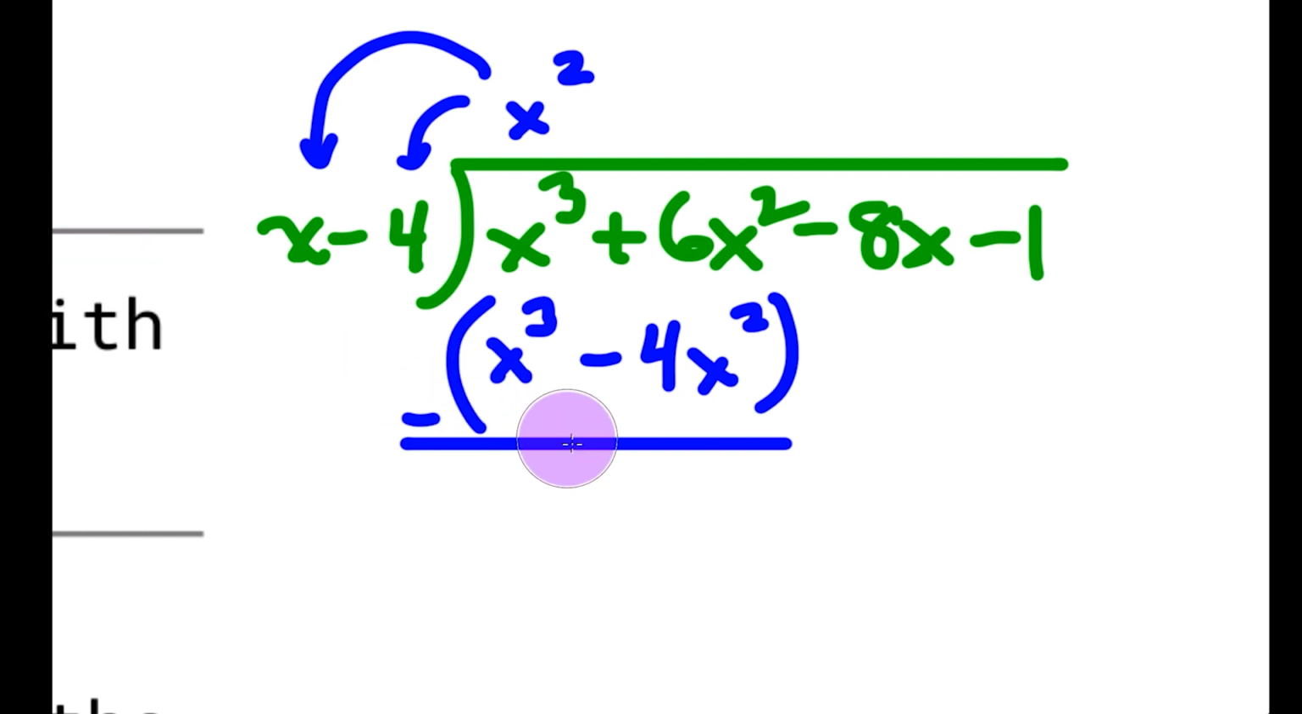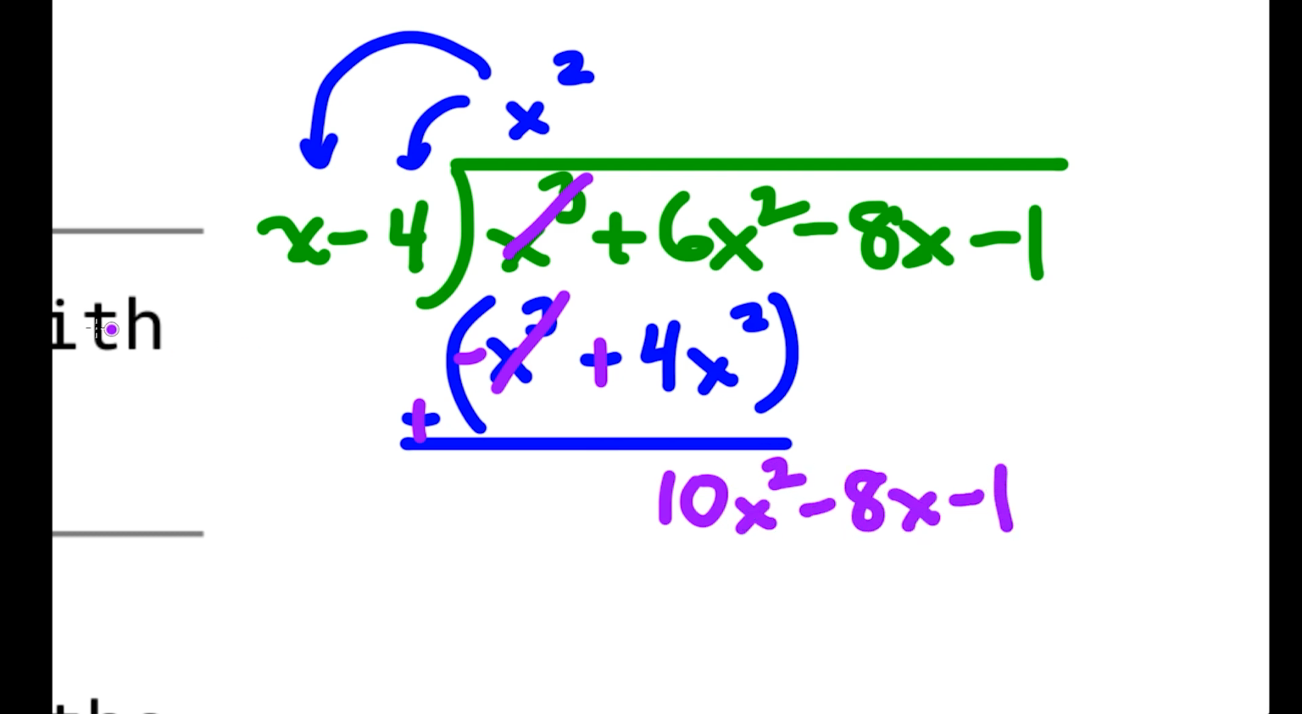Okay, let's simplify this out a little bit. So this is going to be a minus and a plus. These cancel, and you have 10x squared here minus 8x minus 1. Okay. Then you have to think, what do you multiply this x by to get 10x squared? That would just be 10x, so it's going to be plus 10x. It'd be 10x squared minus 40x.